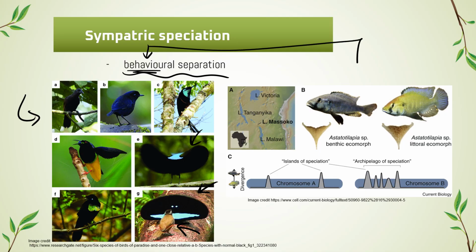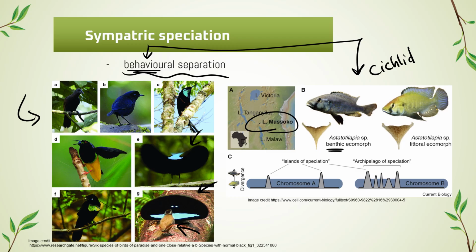Another example of behavioral separation that allowed for sympatric speciation to occur are the feeding behaviors of these two species of cichlid fish. So these fish both live in the same lake in Tanzania, but because they feed in different locations, over time, different mutations were beneficial, and that led to speciation.